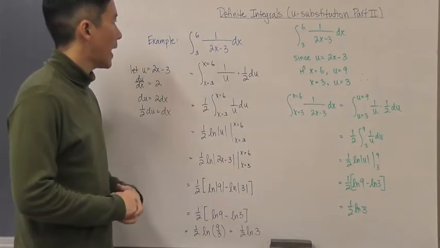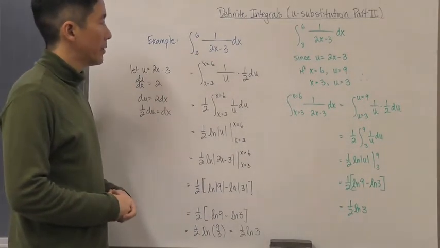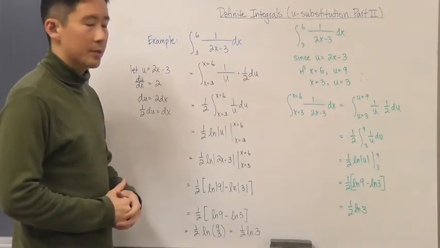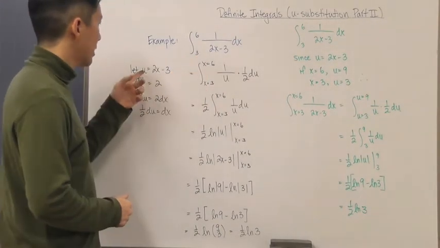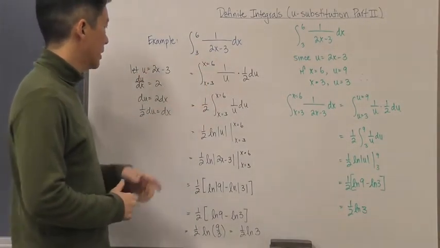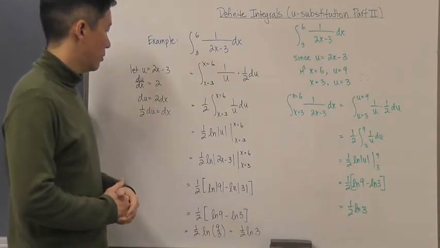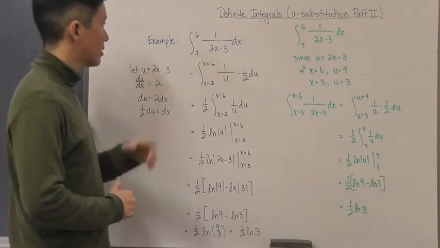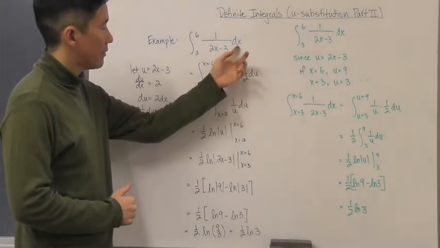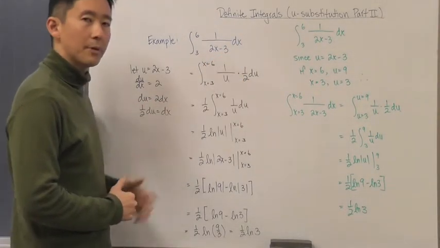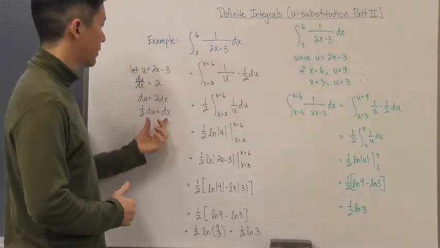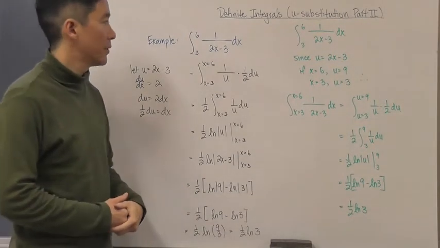Now here we have a typical definite integral, and what we're going to do is use the u-substitution. So let u be equal to 2x minus 3. du/dx is equal to 2, so therefore du is equal to 2 dx. Now all I want is dx by itself, so I'll multiply both sides by 1/2. And I come out with dx is equal to 1/2 du.